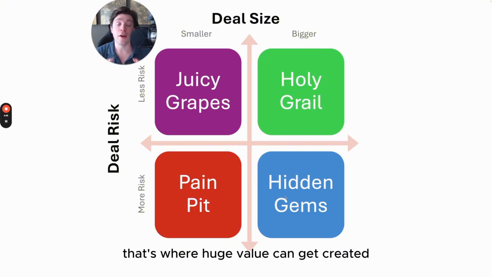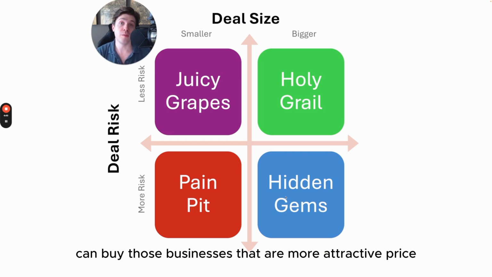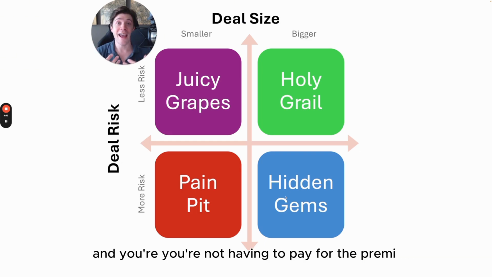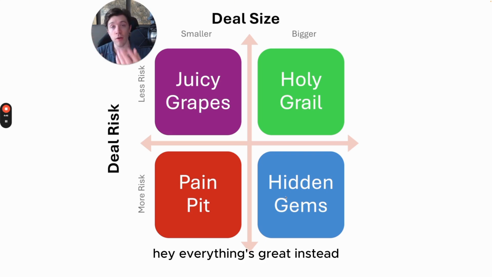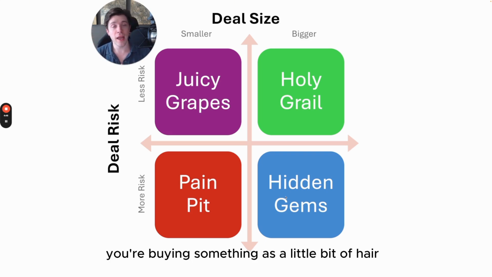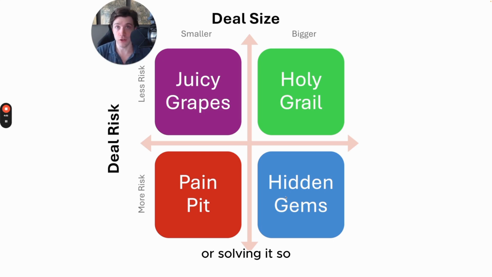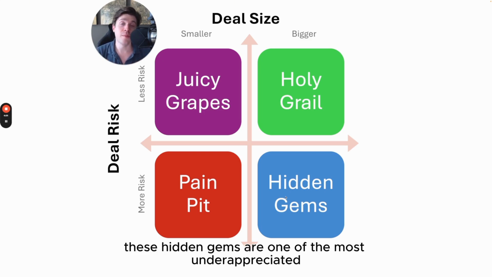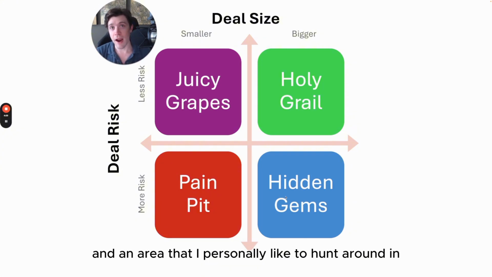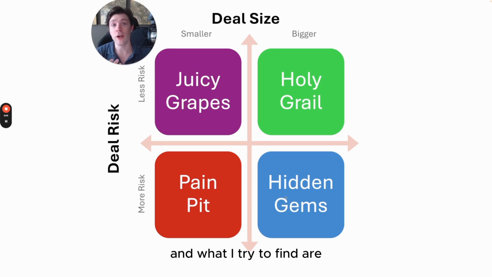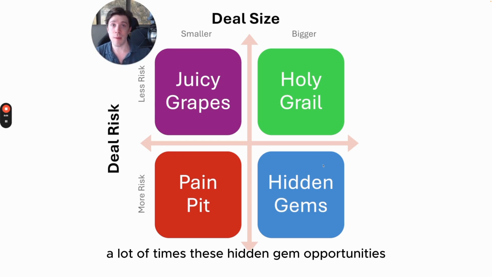That's where huge value can get created, because oftentimes you can buy those businesses at a more attractive price, and you're not having to pay for the premium of, hey, everything's great. Instead, you're buying something that has a little bit of hair, but there's a solution and a path forward to fixing it or solving it. So these hidden gems are one of the most underappreciated pieces of the market, and an area that I personally like to hunt around in. And what I try to find are a lot of times these hidden gem opportunities.